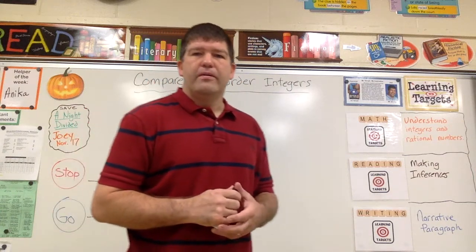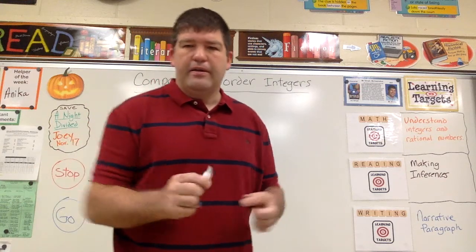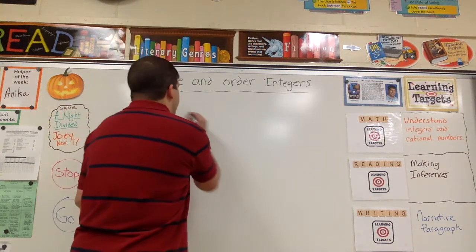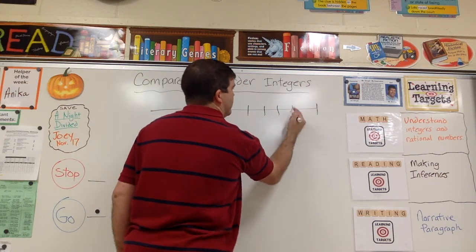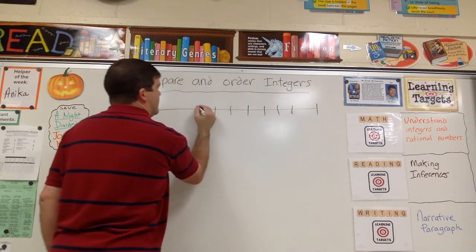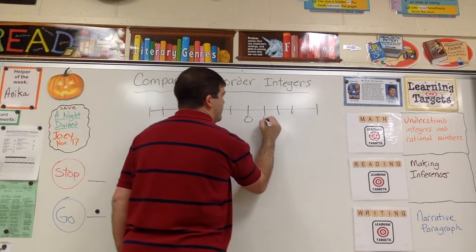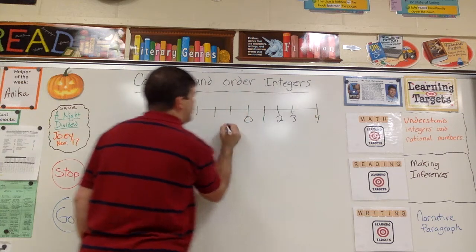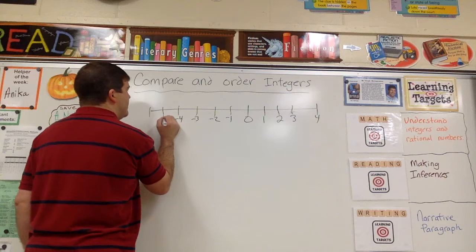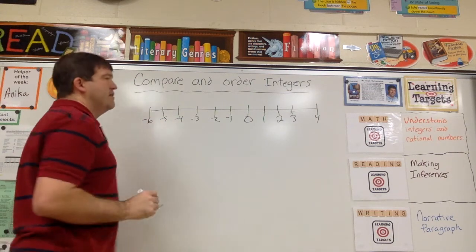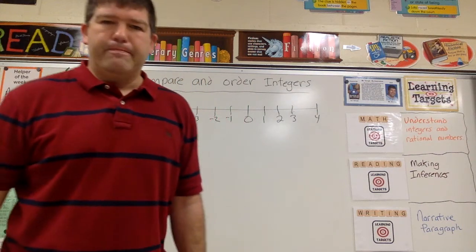This video is going to be about comparing and ordering integers. So, you have your number line here. Let's do 0 right here. 1, 2, 3, 4. And then we go this way, -1, -2, -3, -4, -5, -6. So you can have a number line and you can take it out as far as you want.